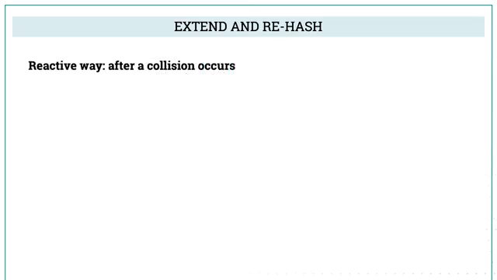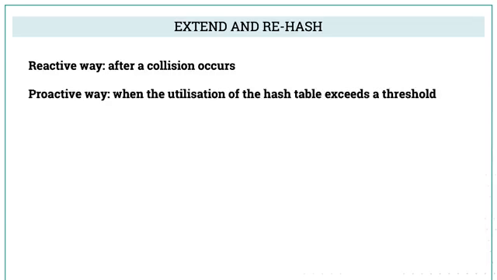This collision resolution method can be applied in two ways. The reactive way is the one we just used. Immediately after a collision occurs, we extend and rehash. Or we can do it in a proactive way. That is, every time a given number of buckets is used, we extend and rehash.